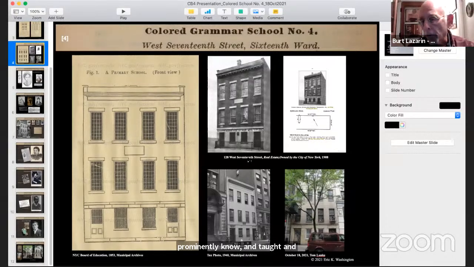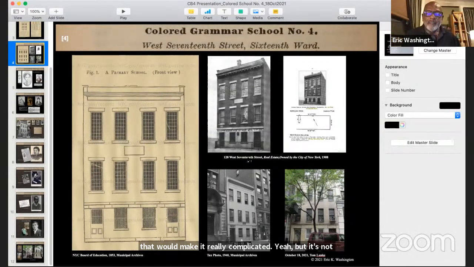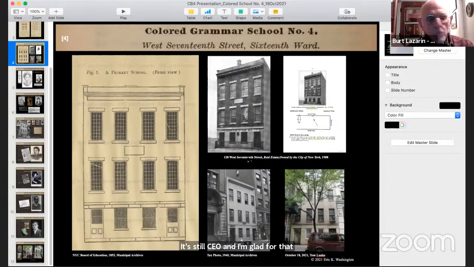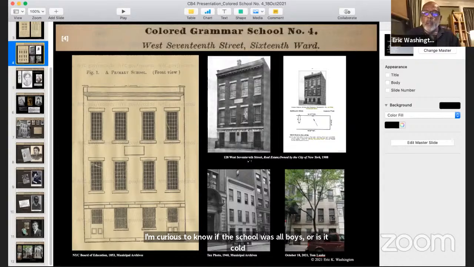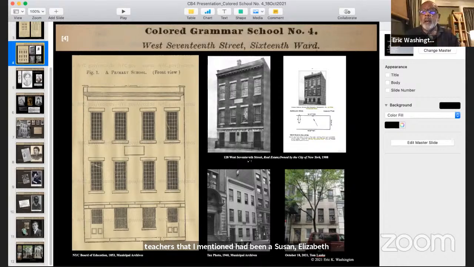I was very moved by your presentation, and all the people involved. When I saw the picture, I first thought maybe it had been turned into a residence, and that would make it really complicated. But it's not, it's still city owned. I'm glad for that, whatever mysterious use the Department of Sanitation has for it. I'm curious to know if the school was all boys or was it co-ed? It was co-ed. As a matter of fact, one of the teachers that I mentioned, Susan Elizabeth Frazier, as I understand it, had been a student of the school. Oh, she had been, okay.